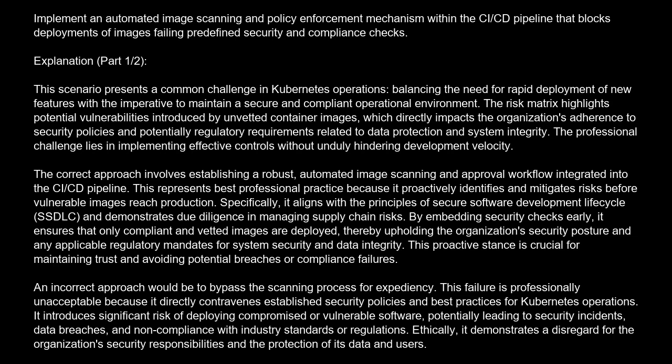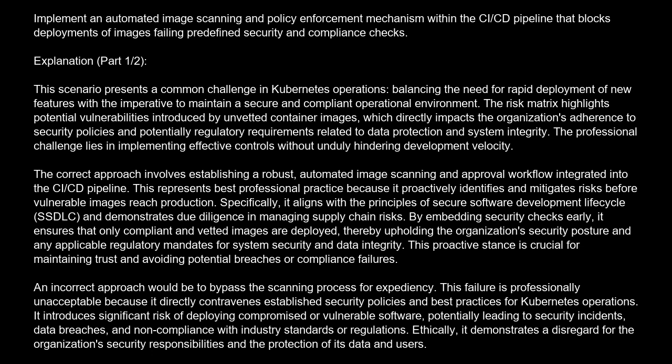Correct answer is B. Implement an automated image scanning and policy enforcement mechanism within the CI/CD pipeline that blocks deployments of images failing predefined security and compliance checks. Explanation: this scenario presents a common challenge in Kubernetes operations, balancing the need for rapid deployment of new features with the imperative to maintain a secure and compliant operational environment.